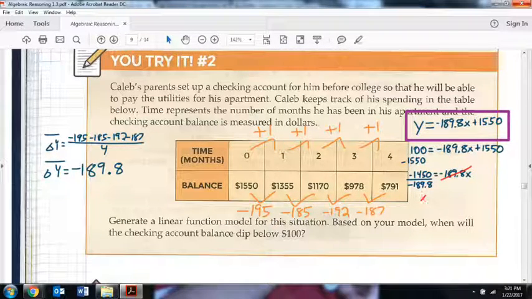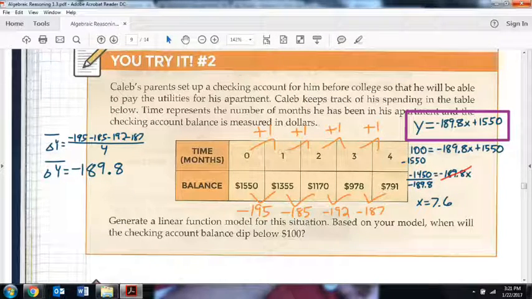So x equals 7.6. Now, question: we're measuring in months. It's not like this is continuous. In the middle of the month, it doesn't change. He takes this out every month. So the answer, in some senses, you're right, we got x is 7.6.